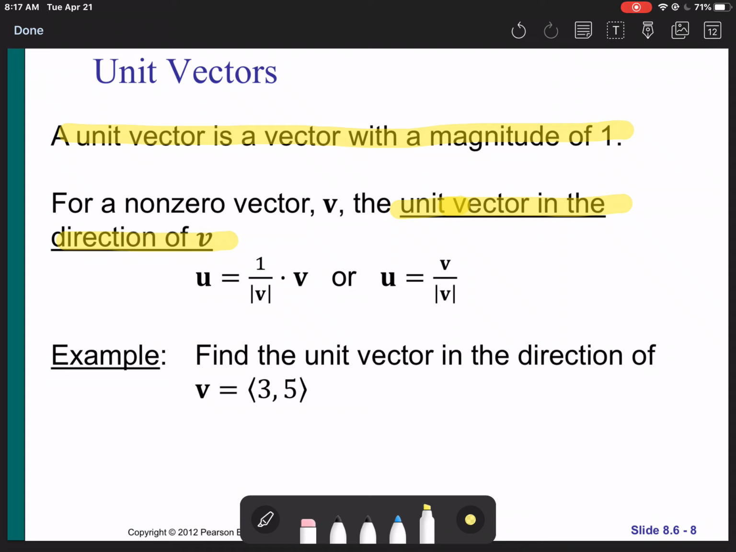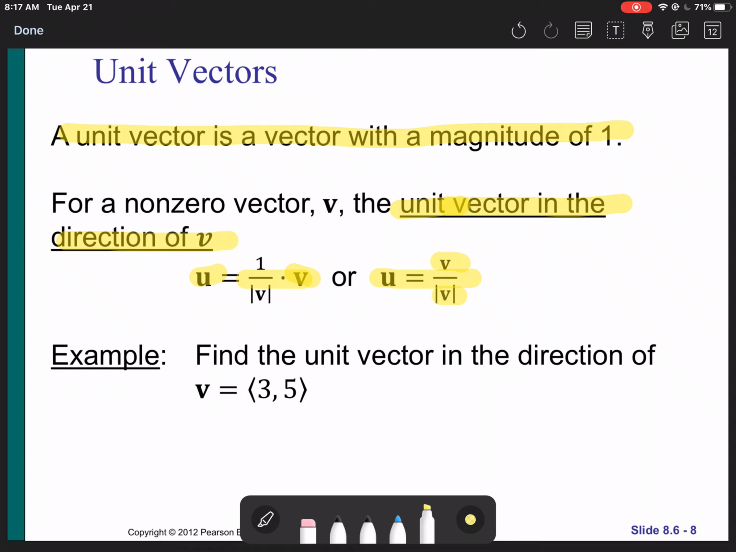But this is scalar multiplication. That's what this is. So I'm calling my unit vector u. It's the vector in the same direction of vector v, but having a magnitude of 1. And I can find that vector by multiplying v times 1 over its magnitude, or again, simply dividing v by its magnitude. But all that is scalar multiplication. I'm multiplying by the reciprocal of its magnitude, which is the same as dividing by the magnitude.